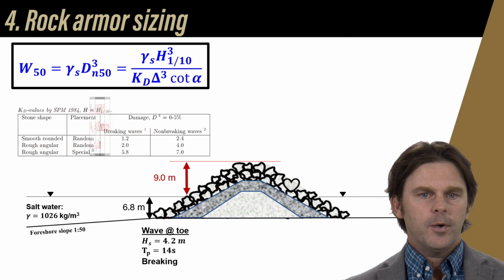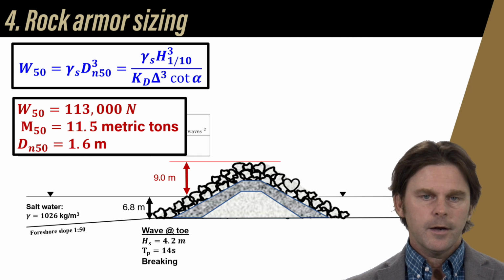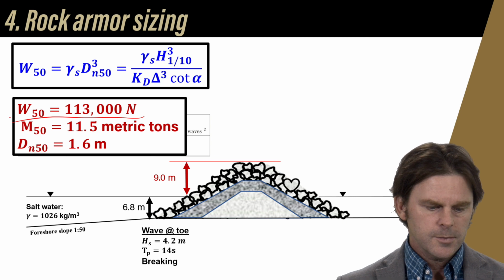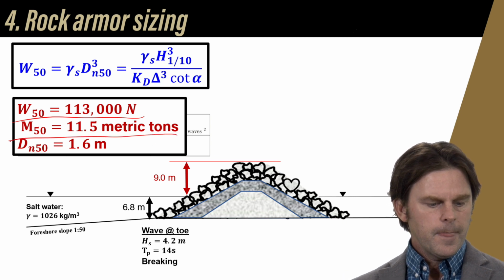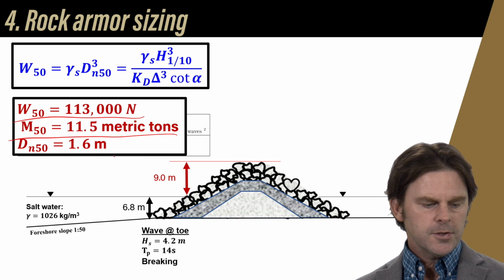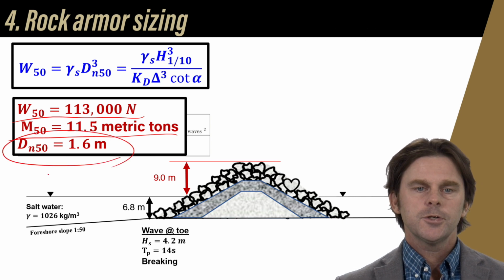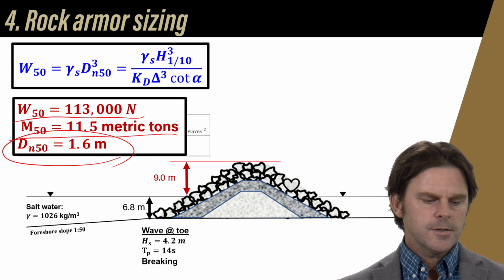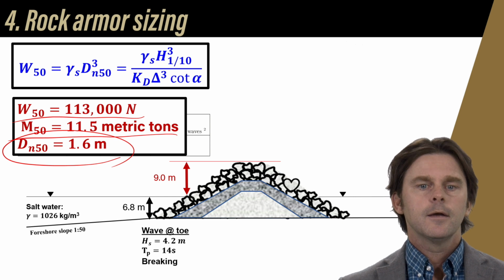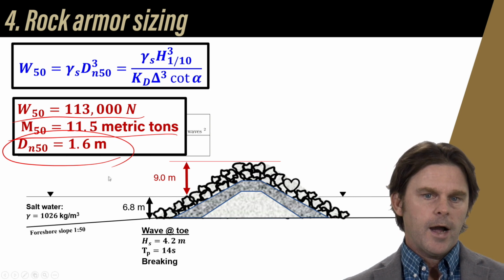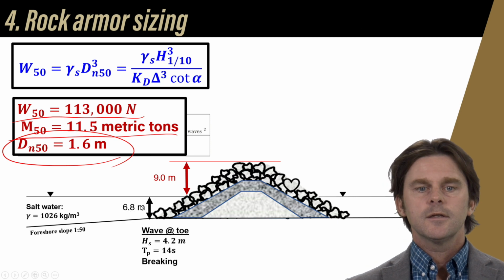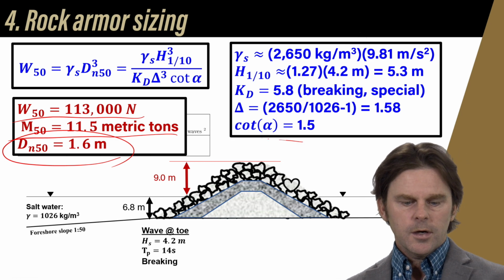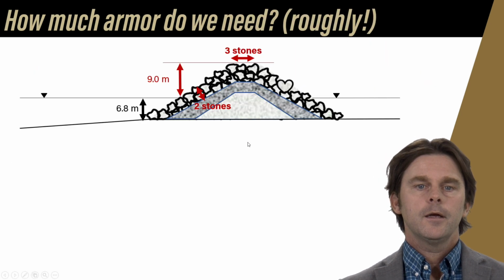All right, I'm out of breath, but if you plug in the numbers, you will get 113,000 newtons. I don't know that anybody ever specs out rock armor in terms of newtons, so in some other units, that's 11.5 metric tons, or one we can all appreciate, a Dn50 of 1.6 meters, okay? So 1.6 meters, 160 centimeters, maybe chest high, something like that. But these are pretty big rocks, okay? And this is a pretty big wave that's hitting this particular breakwater, okay? If you want to know what numbers I plugged in to get those to work, they're over here. And there you have it.